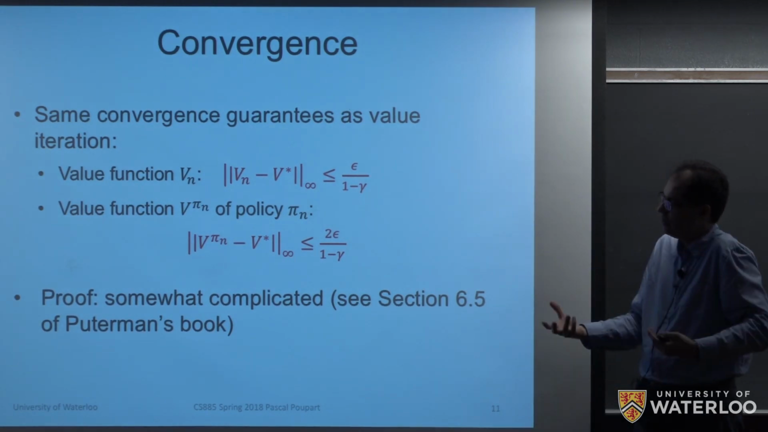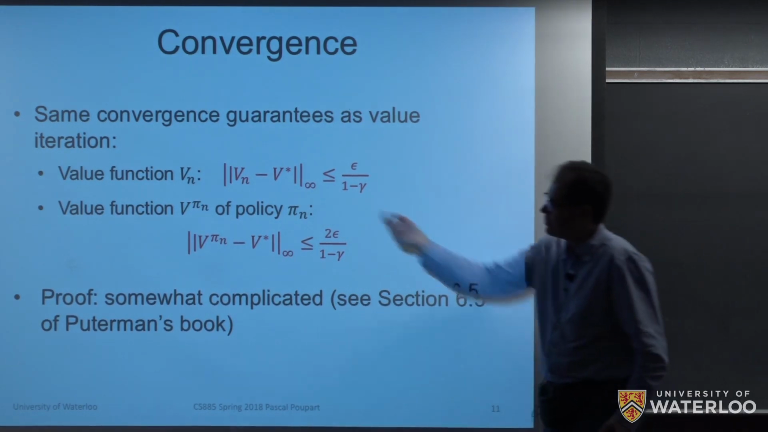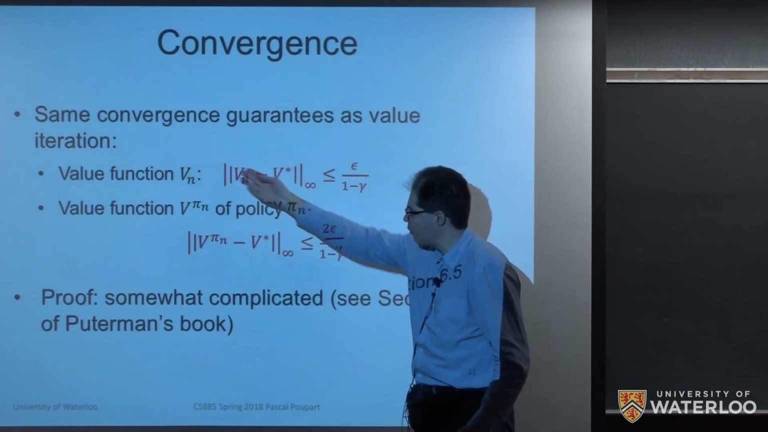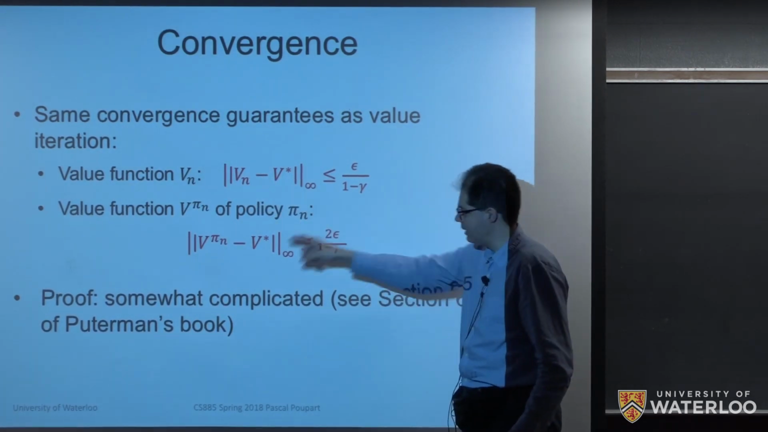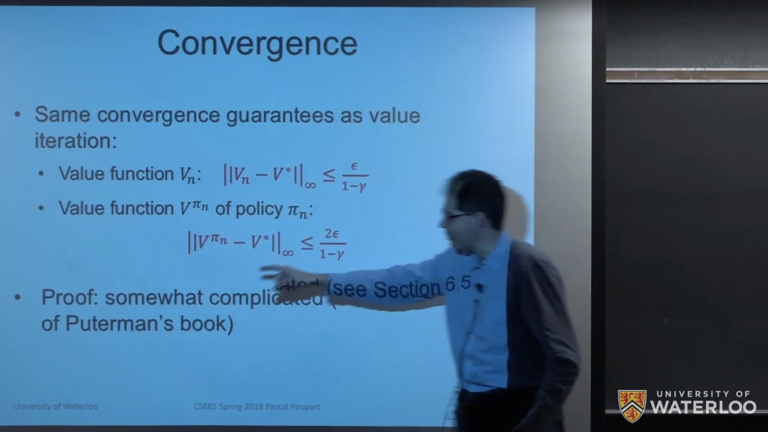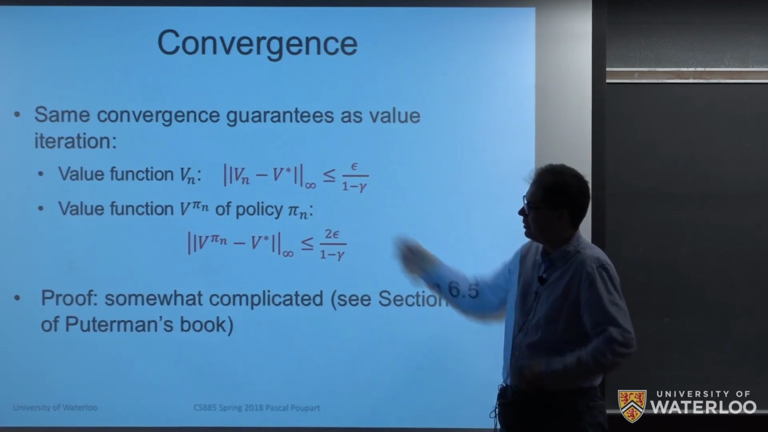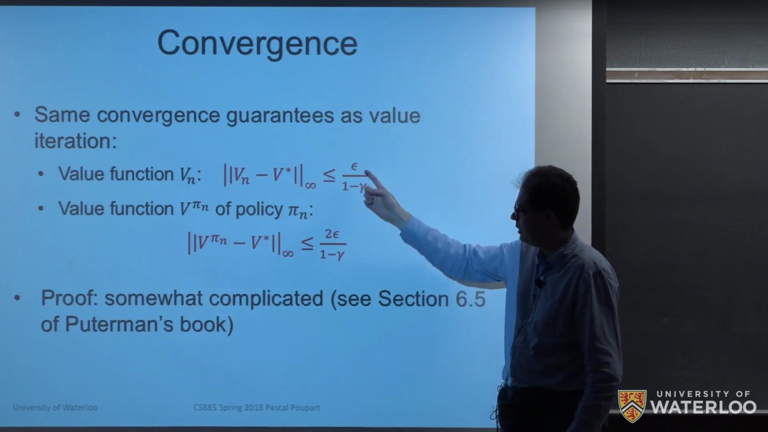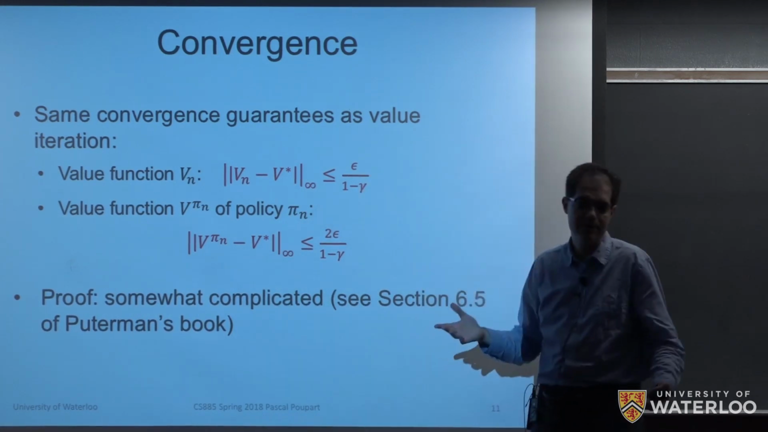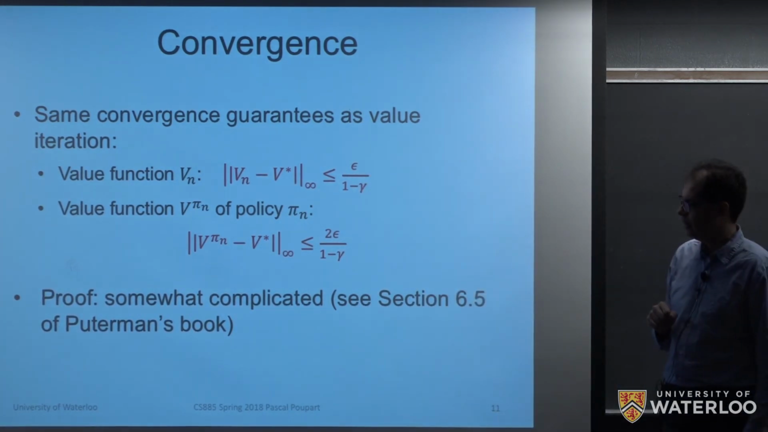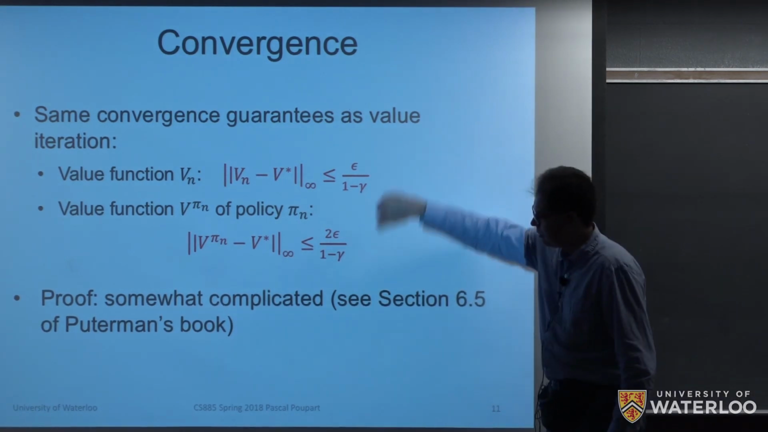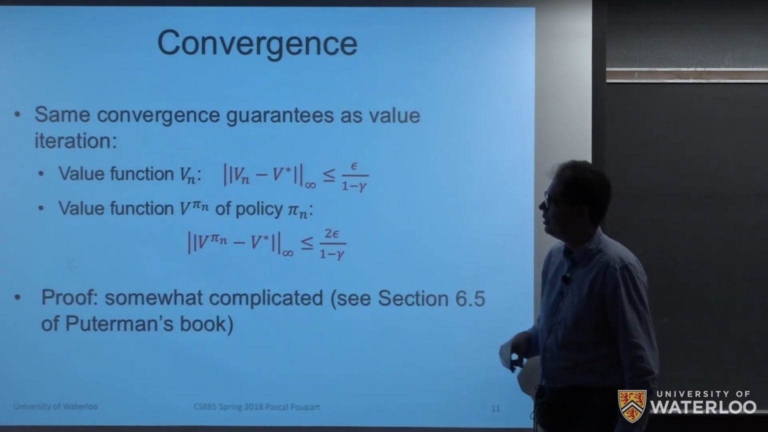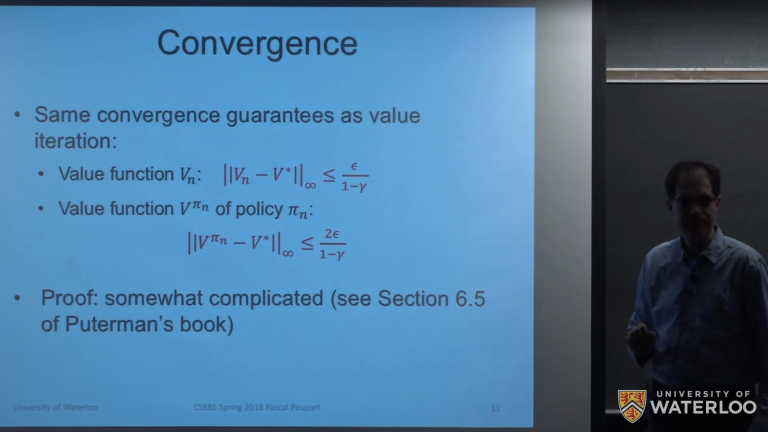Okay? So here, you can see that because Vn is not a perfect estimate, when I do the policy improvement step, I might make things worse simply because it wasn't perfect, and that's how we go from epsilon to 2 epsilon. Okay? So in any case, these are the same guarantees as what we saw for value iteration.